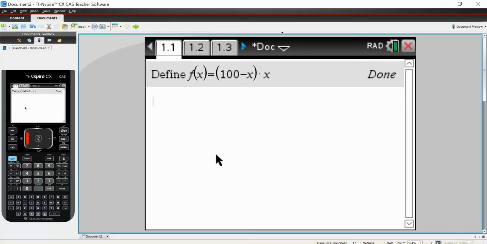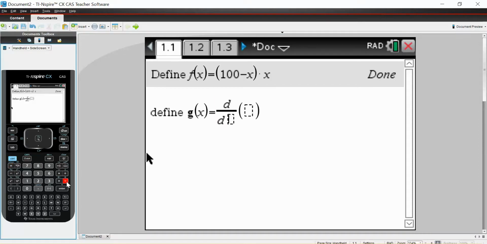I can do it all in one go. I can go define g of x is equal to shift minus the derivative. You can do that all in one go. Okay, and that will say that every time you type g of x, that is the derivative of f of x.